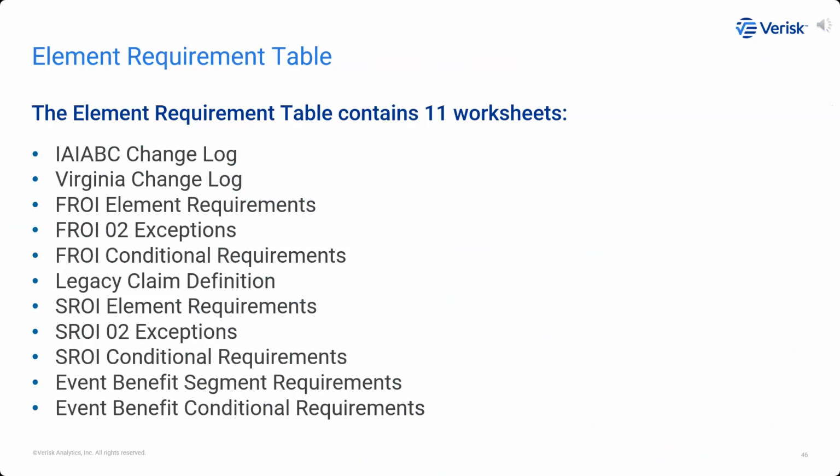After that, you have your three SROI specific requirement tables, which consist of the SROI element requirements table, the SROI O2 exceptions table, and the SROI conditional requirements table. After that, you have two SROI related tables, and those are the event benefit segment requirements and the event benefit conditional requirements table.